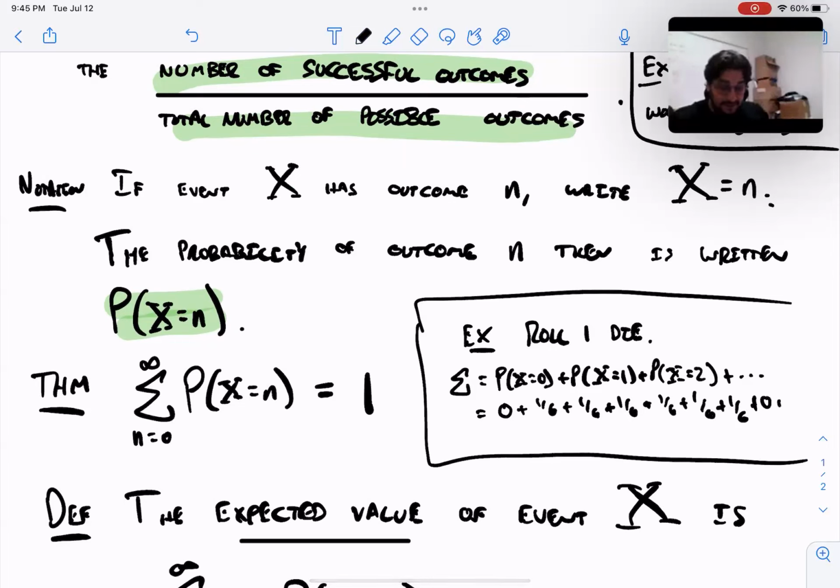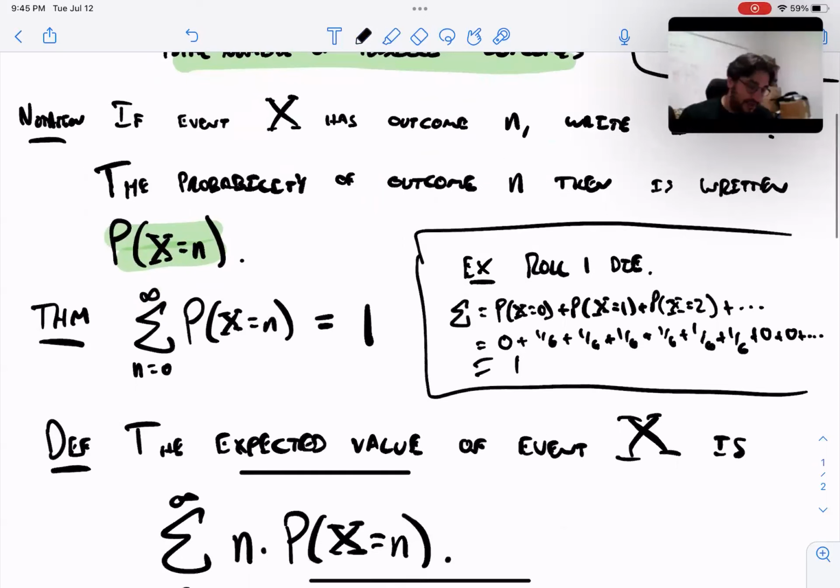And then it would be a sum of a bunch of zeros. You can't roll a 7, you can't roll an 8, and so on. So then it's just all zeros after that. So it's a 6th plus itself, with 6 terms, which totals to 1. There we go, there's a tiny example of that theorem. And now I should also mention that this could be just summing over natural numbers.